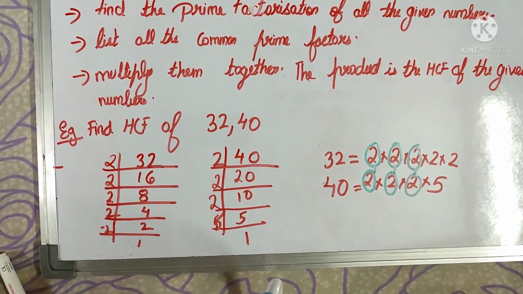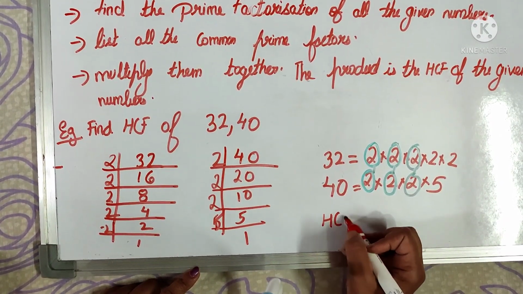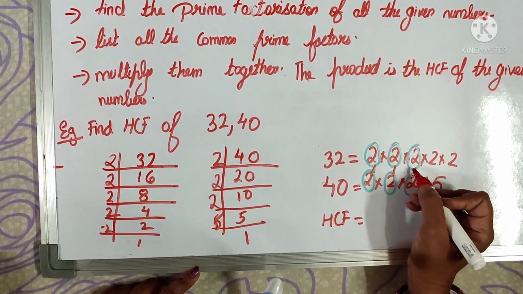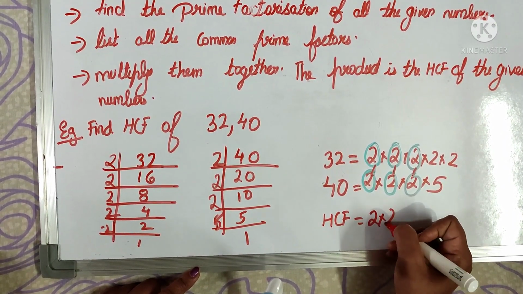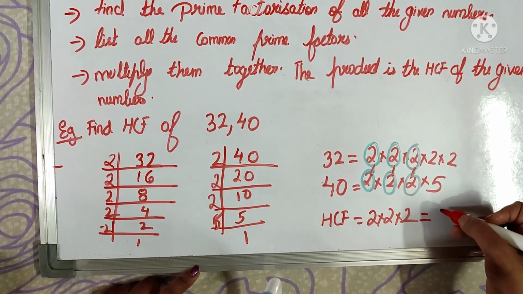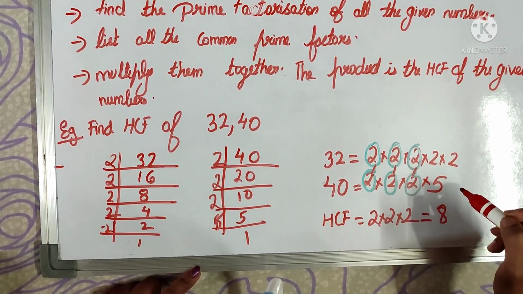So how will I find the HCF? HCF is the product of the common factors. That means HCF is equal to this 2, this is common, this is common, and this is common. So 2 into 2 into 2. That means the product of the common factors is the HCF. That means 8 is the HCF of 32 and 40.